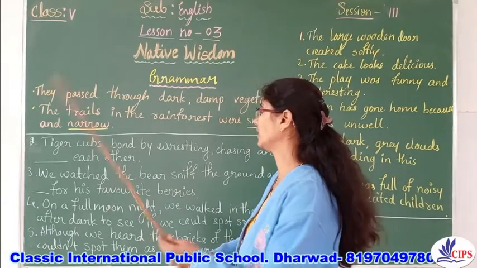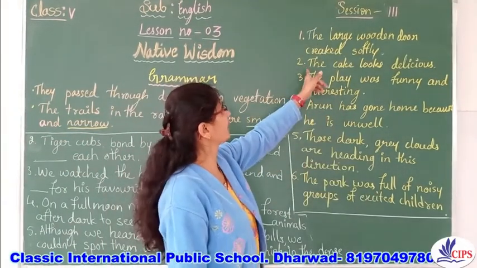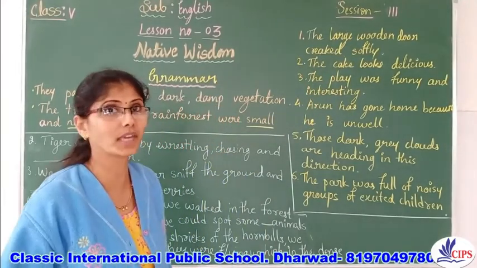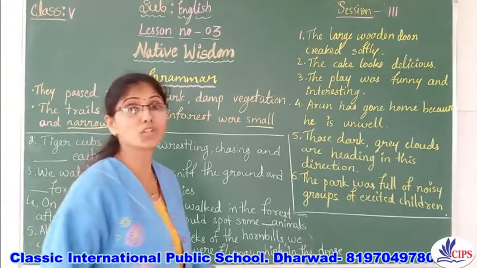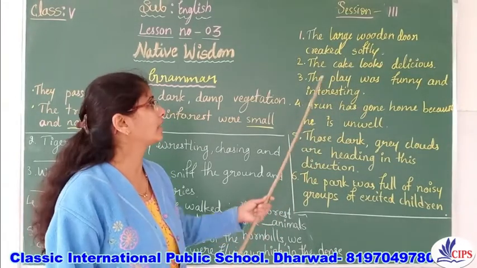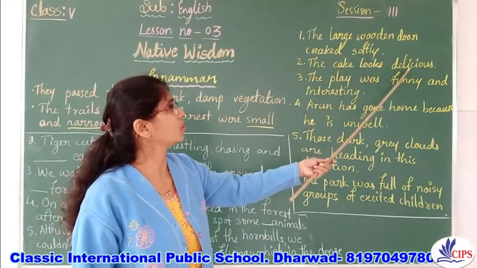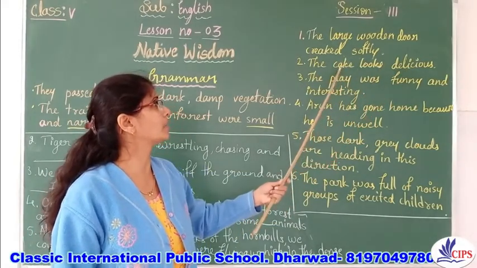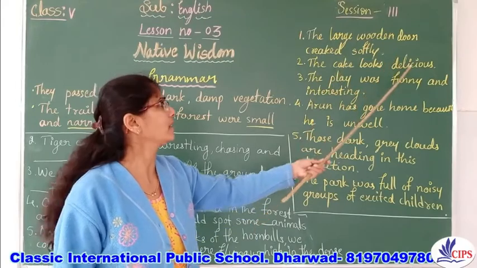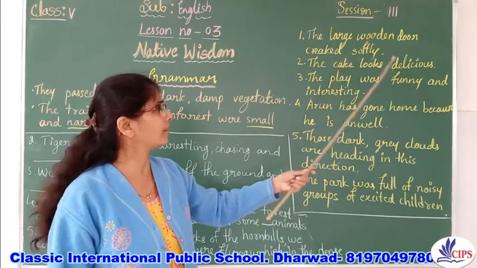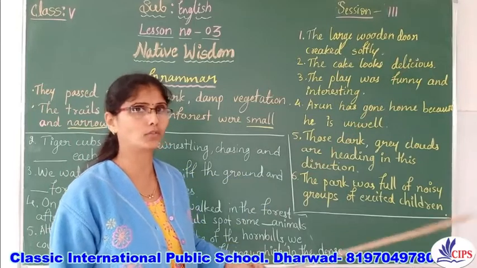Observe here the second sentence. The cake looks delicious. How is the cake? Delicious. Which is the noun then? Cake is a noun. Looks is a verb. You know very well, right? So this word delicious describes the noun here. This word tells about the noun, so it is an adjective. Right? You know about that.